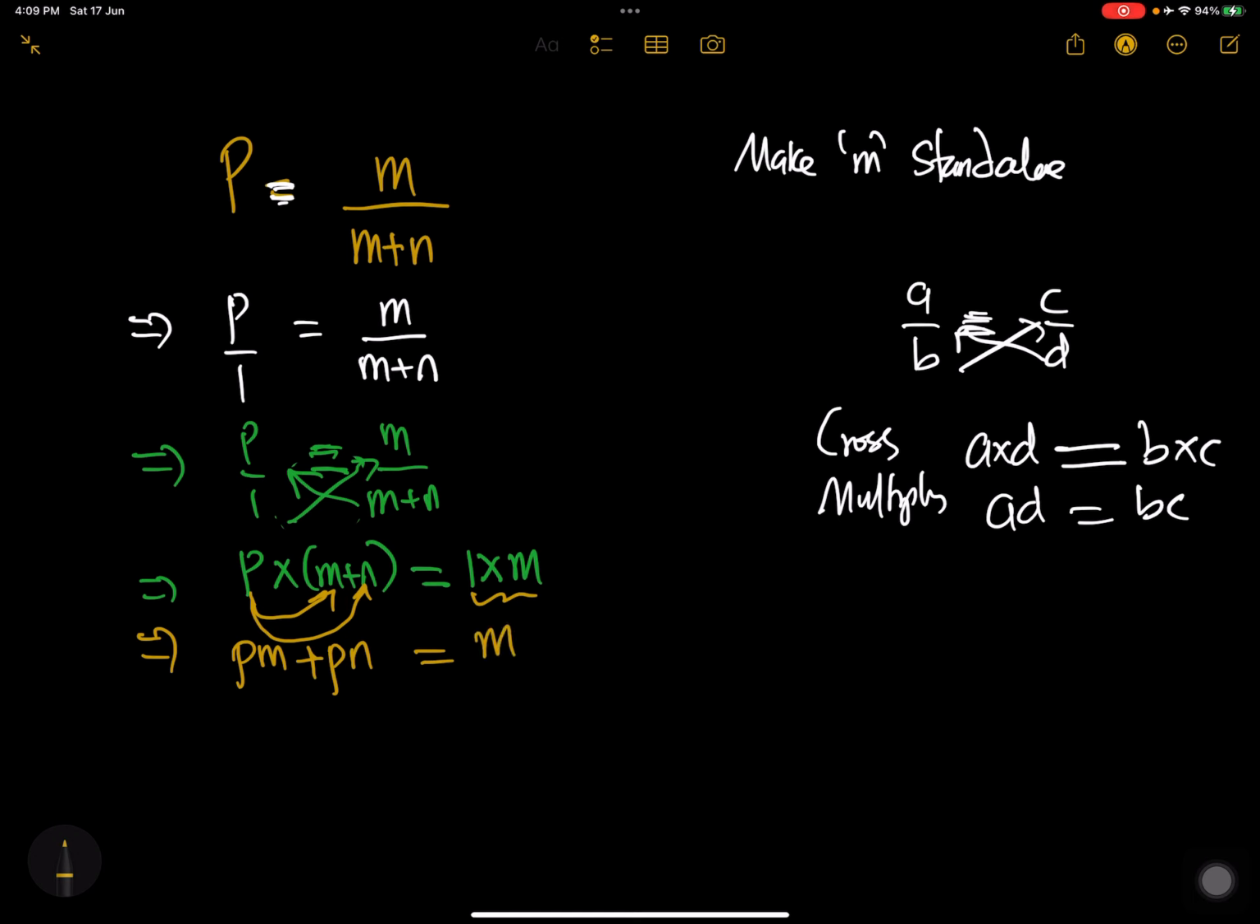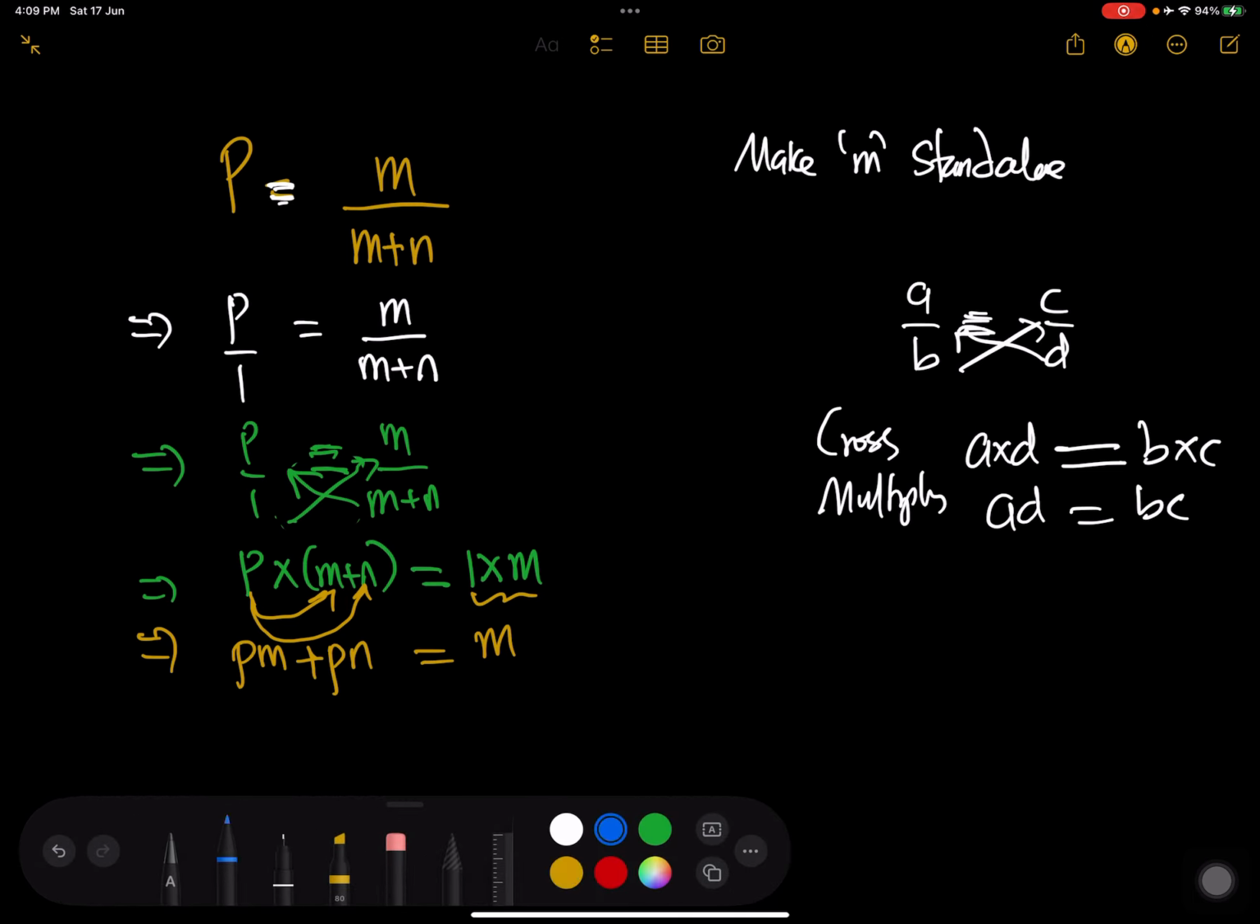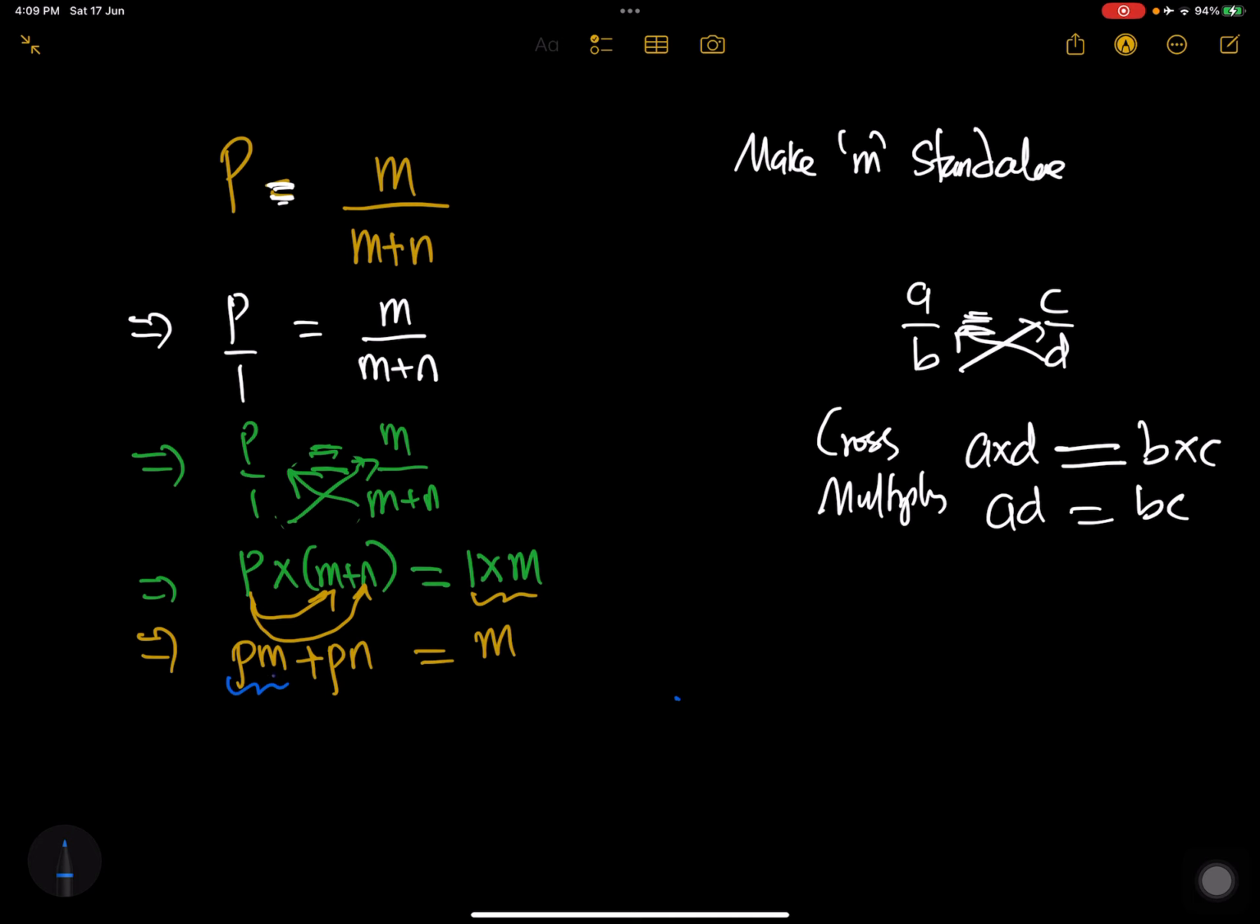Now remember, we are being asked to make M stand alone. Now we are getting there. It's getting clearer. There's something with M here, and M is also there. So I think they should come together. Remember algebraic expressions, rearranging like terms together. So we're going to have PM stand here, and then we have Pn is equal to M. We need to make this M come over here. And when we do that, we're going to get PM plus Pn minus M is equal to 0.